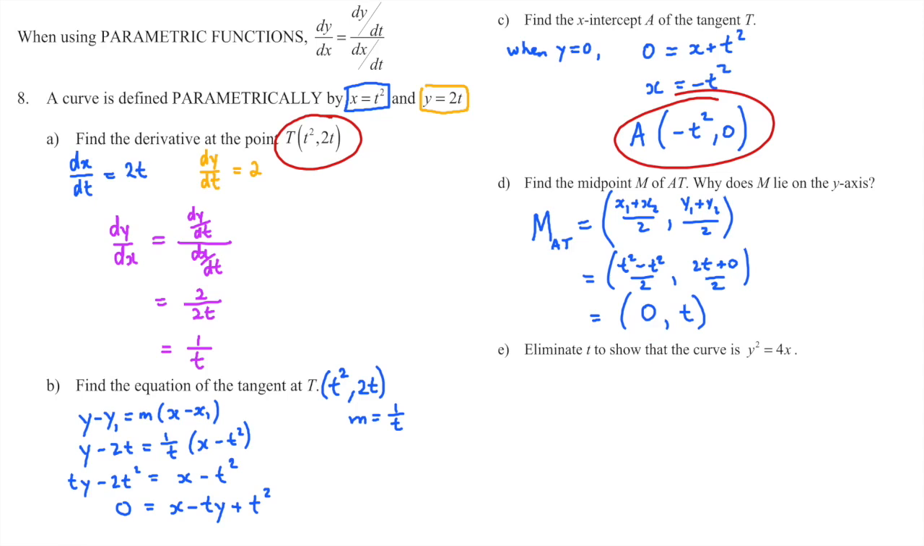Part E says eliminate t to show the curve is y squared equals 4x. Well, what we need to do is go back to the original pieces of information here. We know that x equals t squared, and we know that y equals 2t. The easiest one to arrange in the form t equals is the second one, y equals 2t. I'm going to divide both sides by 2, which means y over 2 equals t. So what we'll do is sub t equals y over 2 into x equals t squared.